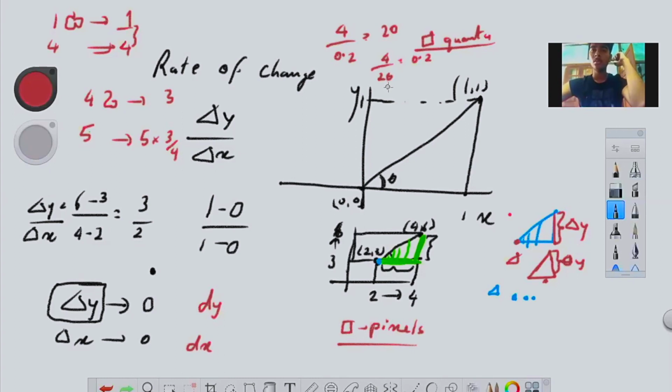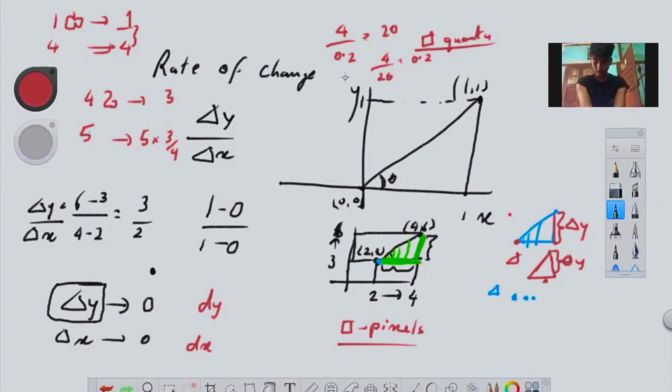So that's the rate of change. If the bottom number is larger, then the rate of change is smaller. And when the bottom change is very small, the rate of change is large. Okay?